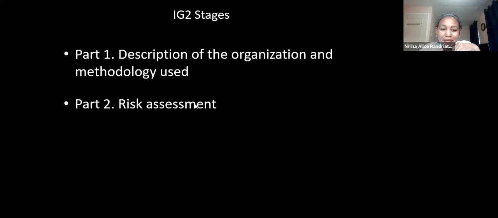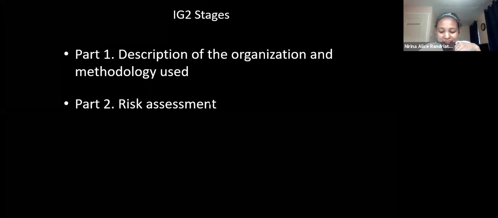Okay, so risk assessment part two. This is the risk assessment table. You have to provide a sufficient number of hazards, which is 10 different hazards covering different categories, and you complete the risk assessment table.